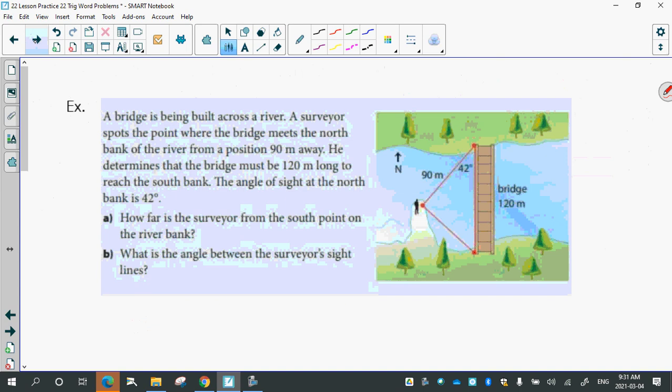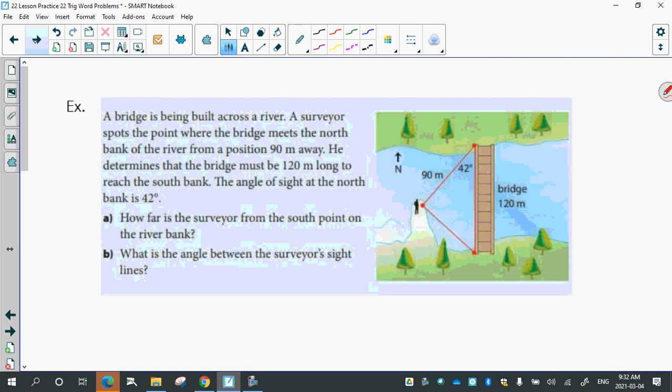A bridge is being built across a river. A surveyor spots the point where the bridge meets the north bank of the river from a position 90 meters away. He determines that the bridge must be 120 meters long to reach the south bank. The angle of sight at the north bank is 42 degrees. He puts all that into his diagram for you.